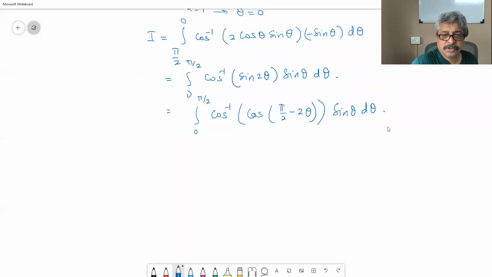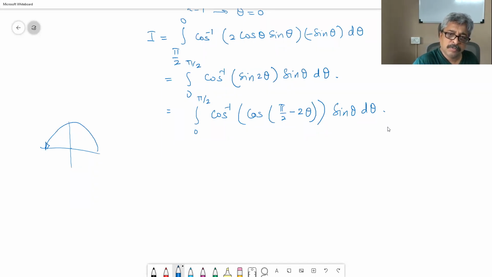Now, if we substitute any angle between 0 to pi by 4, if we substitute theta is equal to 0, then it will be cos inverse of cos pi by 2. Mind well, your cos inverse is from 0 to pi. That is your domain for cos inverse. So if we put theta is equal to 0, we get cos pi by 2. Therefore, cos inverse of cos pi by 2 is pi by 2.